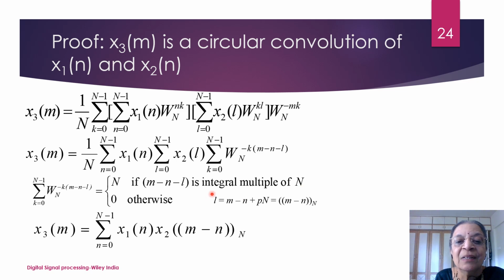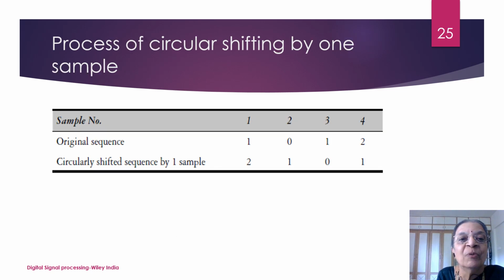And then in that case, L can be written as m minus n with a periodic sign. So in this case, x1(n) into x2 of m minus n is periodic with period equal to capital N. But what is x1(n) into x2 of m minus n? This is the convolution of x1(n) and x2(n). So multiplication in the transform domain results in convolution in the time domain.